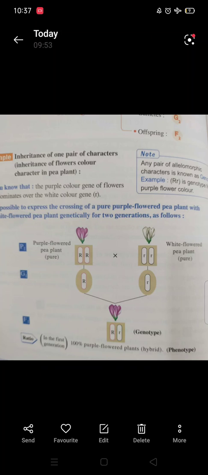The difference is, in the case of R capital, R capital, this is a pure dominant trait. But R capital, R small is a dominant trait, but it is hybrid. What is the meaning of hybrid? It is R capital and R small, not pure. So we said the first generation according to Mendel's law will be 100% dominant trait, which is purple flower.